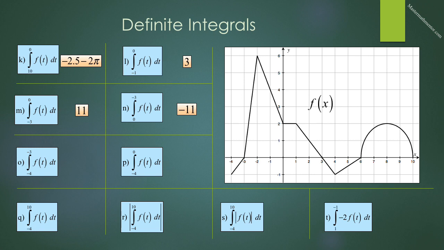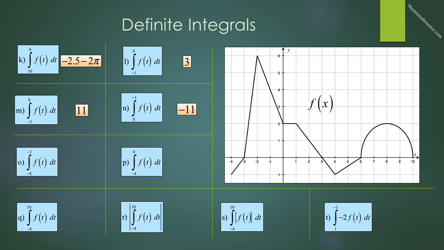From negative 2 to negative 1, we can think of that as a trapezoid or a right triangle sitting on top of a rectangle. The rectangle's base is 1, its height is 4, and therefore its area is 4, and the right triangle has an area of 1. So we have 3 plus 5 plus 3, and the total area is 11.